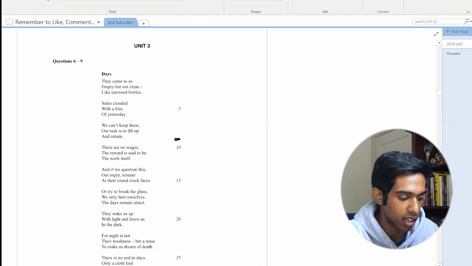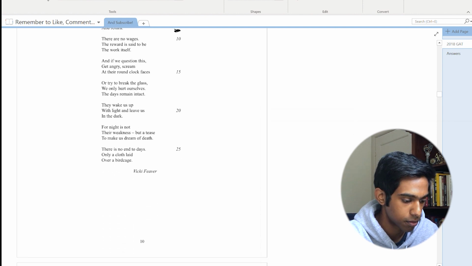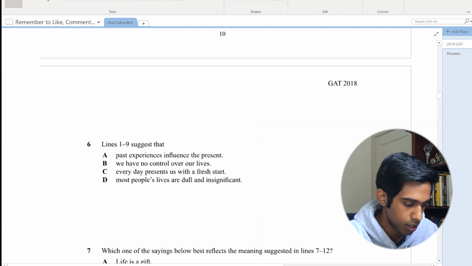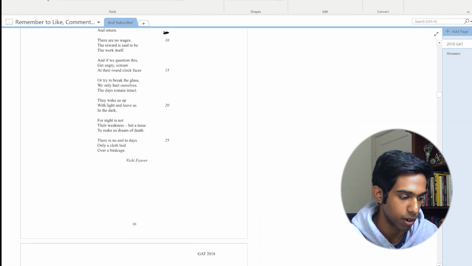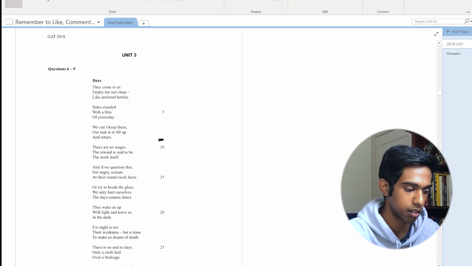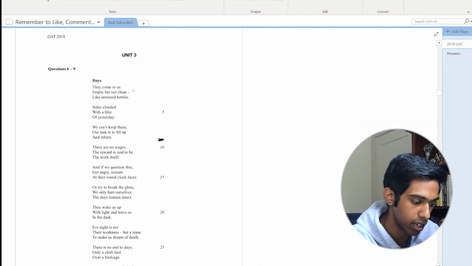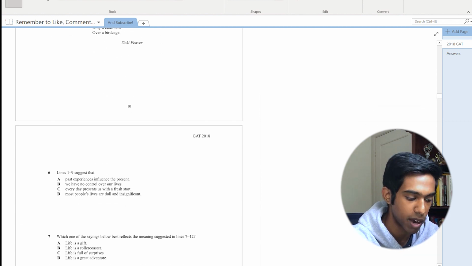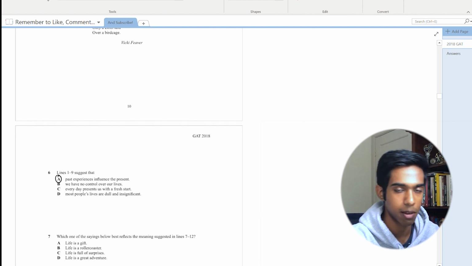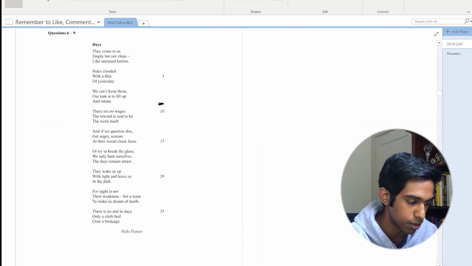We can't keep them. Our task is to fill up and return. Okay, so I think this would suggest that past experiences influence the present because of this specific line, because they come to us empty but not clean, like unrinsed bottles. And they talk about how there's asides filmed with the film of yesterday, which definitely suggests that past experiences influence the present because they're making an analogy between days and bottles.